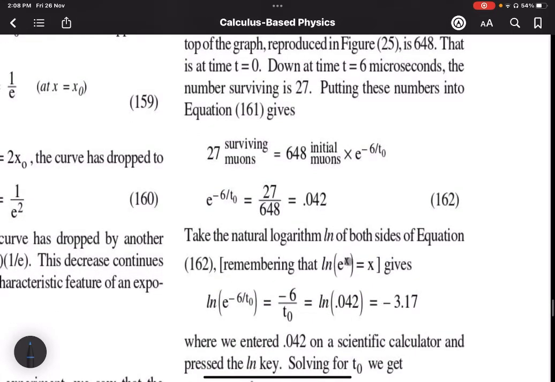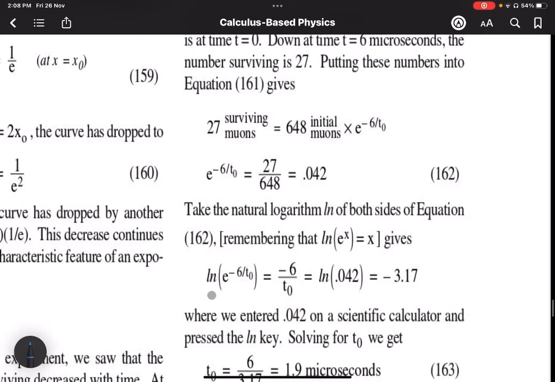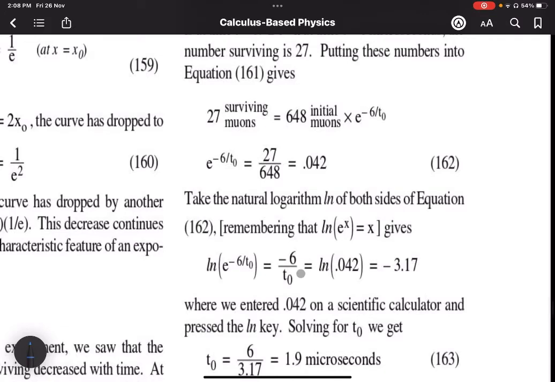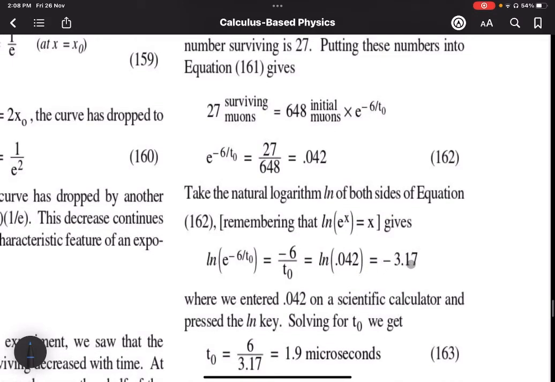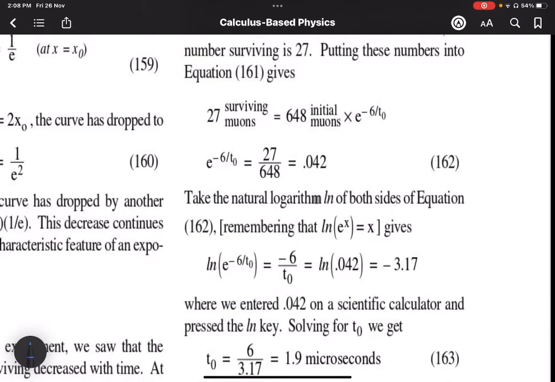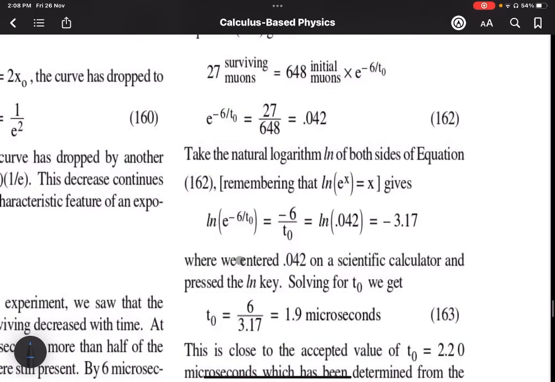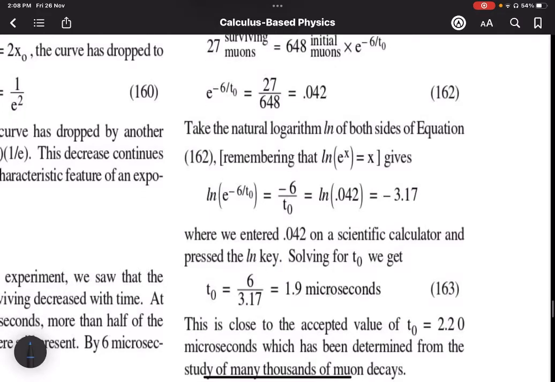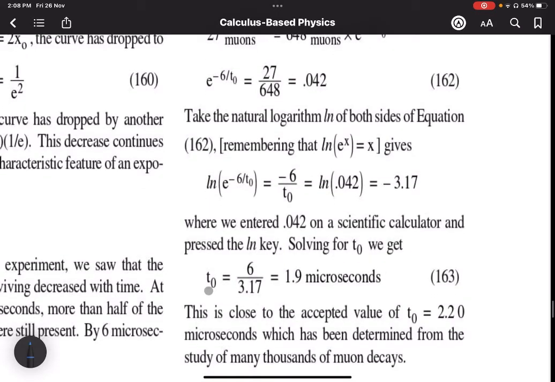Remembering ln e to the x equals x gives us ln times e. Okay? So ito yon, ln times e, which is 0.042. Yun yung factor natin, will give us negative 3.17. So remember si ln, natural logarithm, meron tayong sa calculator. So when we enter 0.042 on scientific calculator and press the ln key, it will give us, no, the answer as negative 3.17.